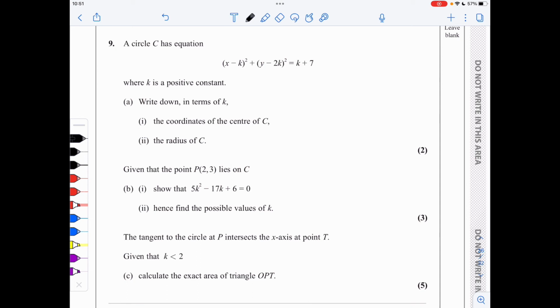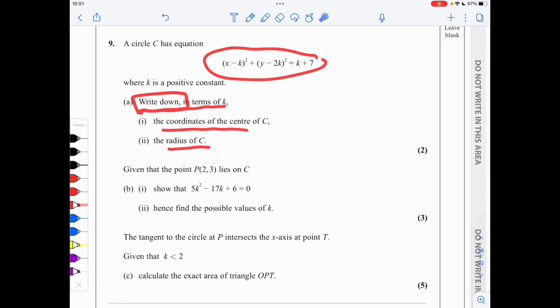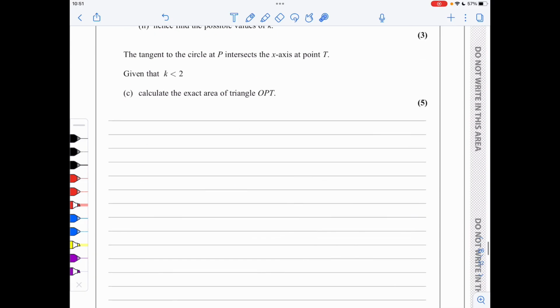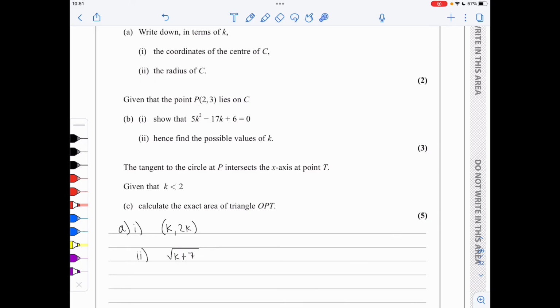In question 9, we've got a circle with the equation shown here, and we need to write down in terms of k the coordinates of the center and the radius. The prompt to write down means that the answer is obvious, it's in front of us. We know that the center has to be (k, 2k), and the radius has to be the root of k plus 7. So in part i, I will simply say (k, 2k), and for part ii, we've got root of k plus 7, that's the radius.